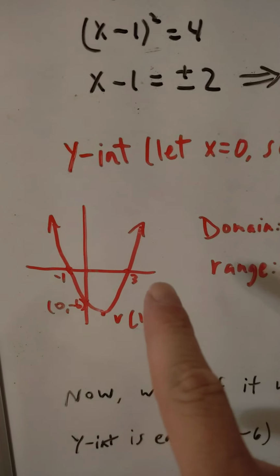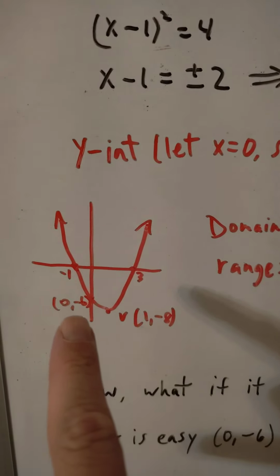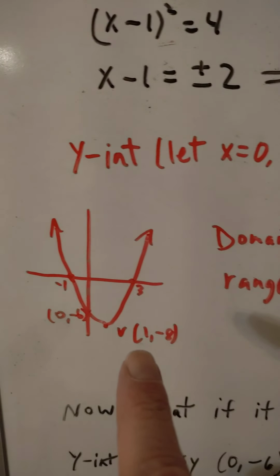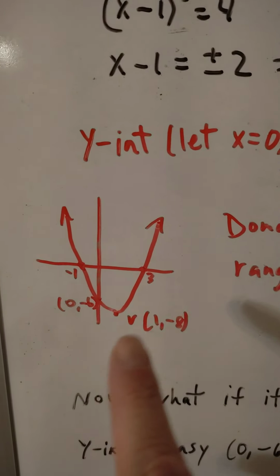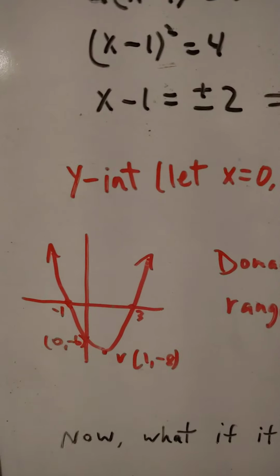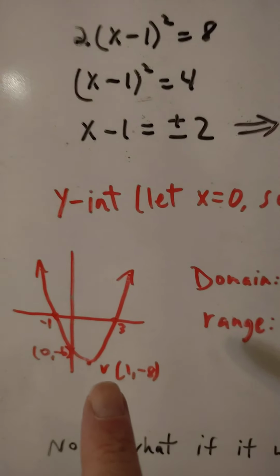Label your x-intercepts, -1 and 3. Label the y-intercept, which is (0, -6). Our vertex, we found out by inspection, was (1, -8). We know the parabola opens upward since a was positive. So there's a good rough sketch of the parabola, and now we can answer this question.